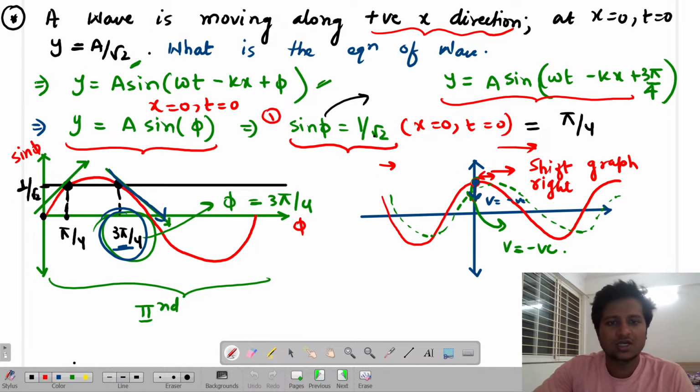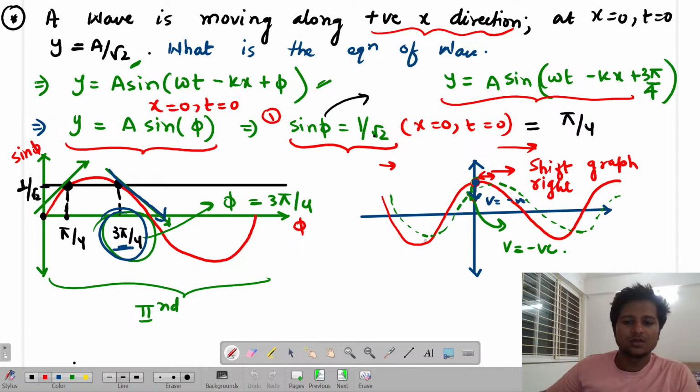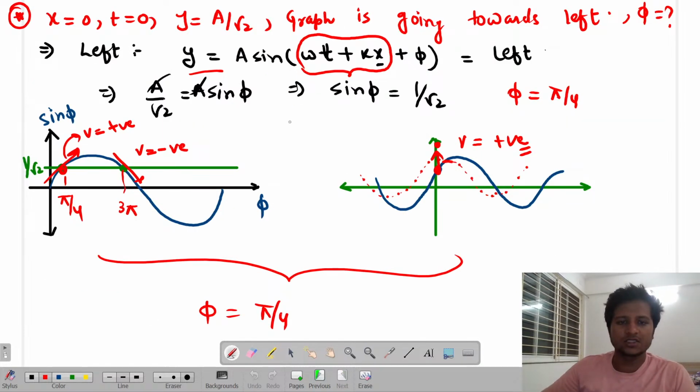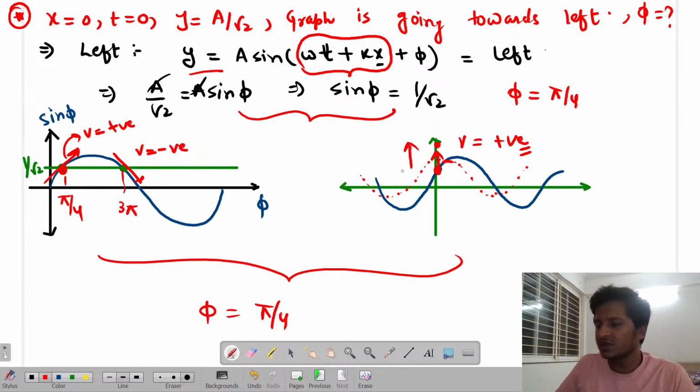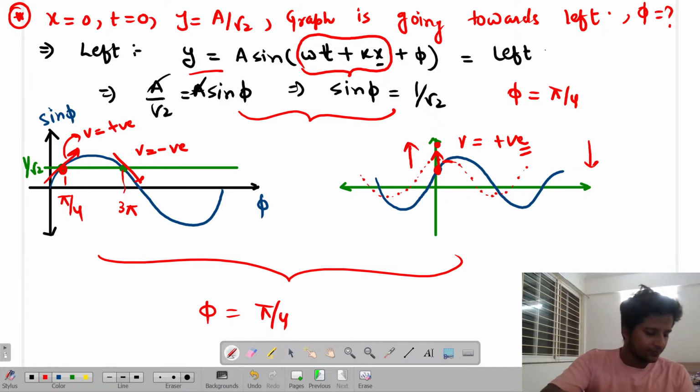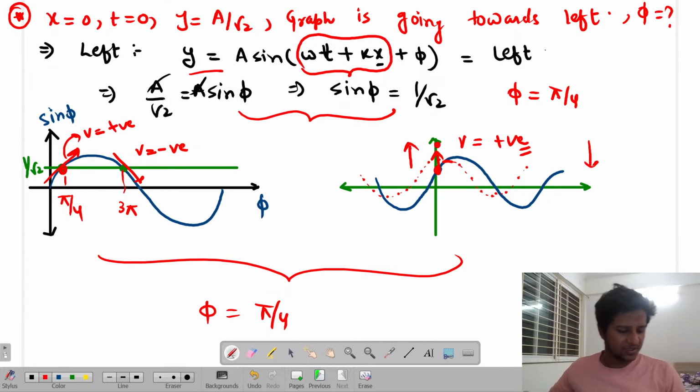The next was how to write the phi. First you solve for the equation of phi for t is equal to 0, x is equal to 0. You'll get some value of phi. And then what you do, you shift the graph a little bit leftwards or rightwards. If you see the point move upward, the velocity is positive and the positive slope will be taken. If you see the point go downwards, you will have to take the velocity to be negative. Got it or not? Understood? Easy peasy.